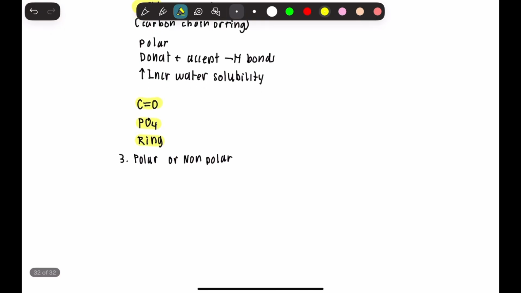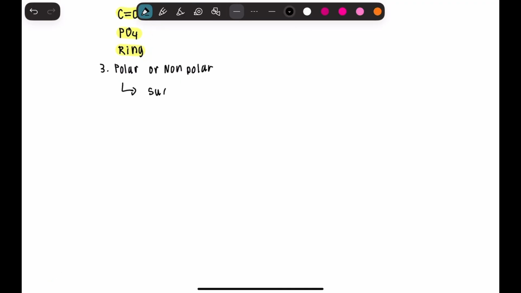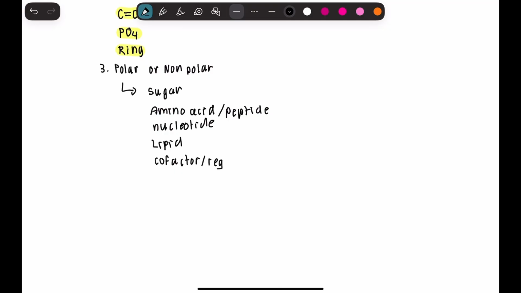After this, you're going to ask the key question: is this molecule polar or non-polar? And from this, you can determine if it is a sugar, an amino acid, a peptide, a nucleotide, a lipid, or a cofactor or regulator, just from its polarity.